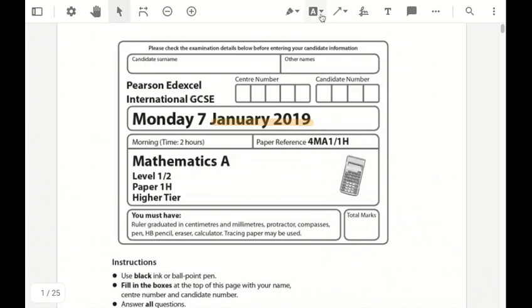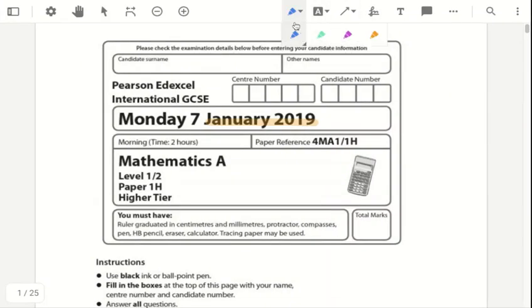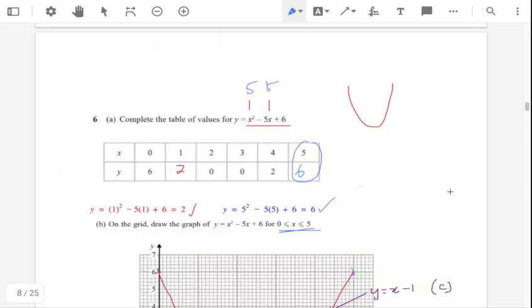Hello, welcome back. Today I will do question 7 to question 9. Okay. For this paper, January paper 2019. Okay. So let's start. Question 7.